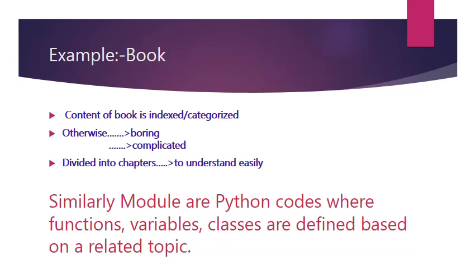Now we are going to see an example of a general knowledge book. It will have a lot of content. Naturally, the content of this book will be indexed or categorized. Otherwise, reading that book will always be boring and complicated. So the content of this book is divided into different chapters to understand it in an easier way. Similarly, modules are Python code which will always have functions, variables, classes, etc. based on the topic it deals with.